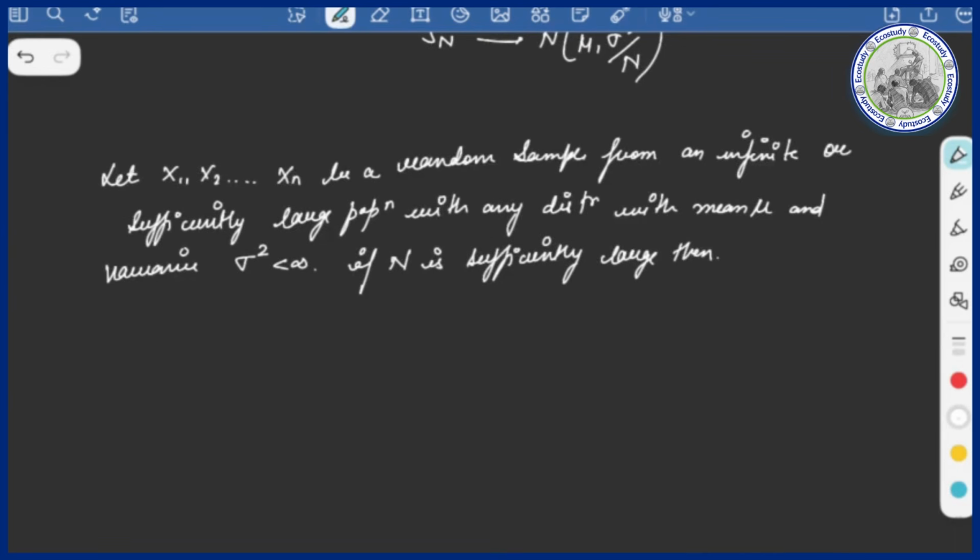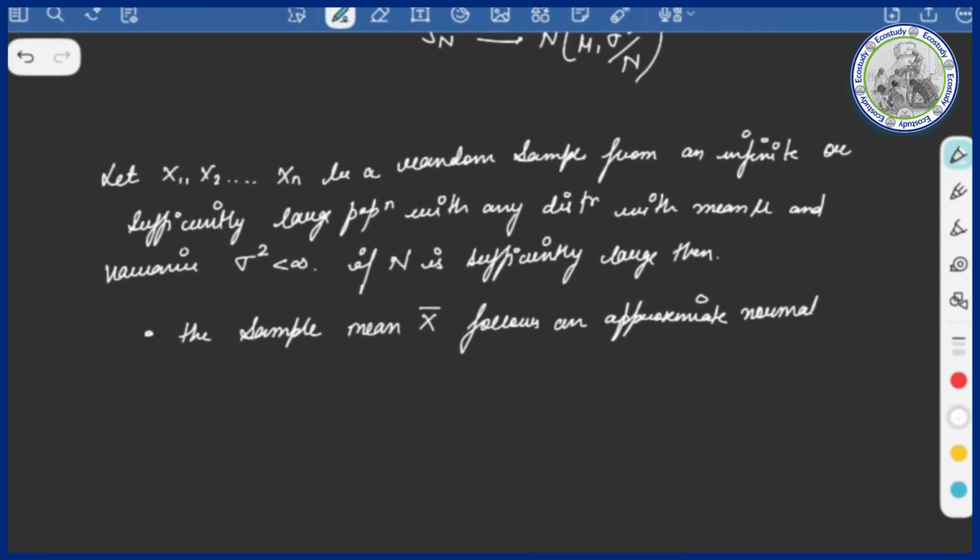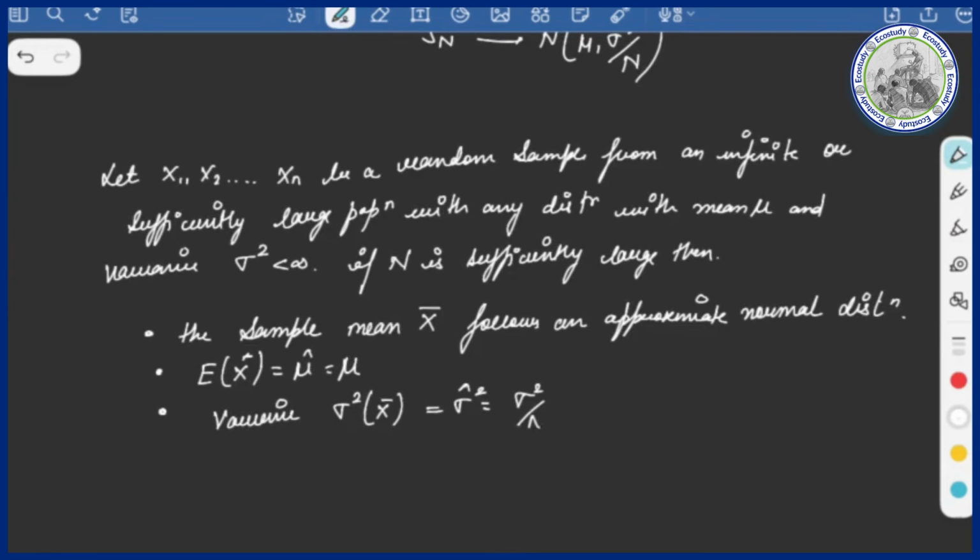So what does it mean? If n is sufficiently large, then the sample mean x bar follows an approximate normal distribution, with expectation of x bar equal to mu and variance of x bar equal to sigma square upon n.